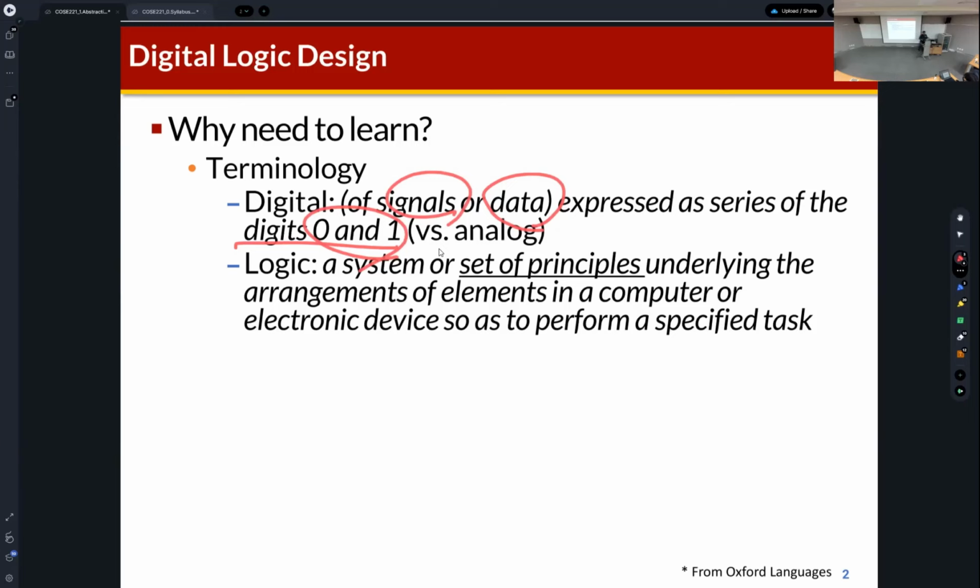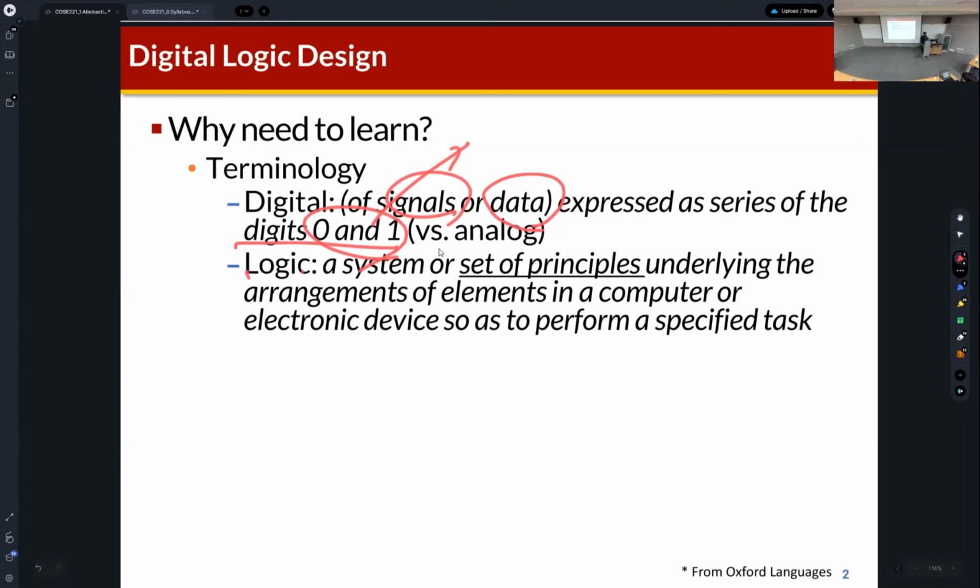And computer systems are digital systems, which means that computer systems handle digital signals, which means the data or signals are represented using 0 and 1 only. Okay, so that means digital, and the opposite term is analog.